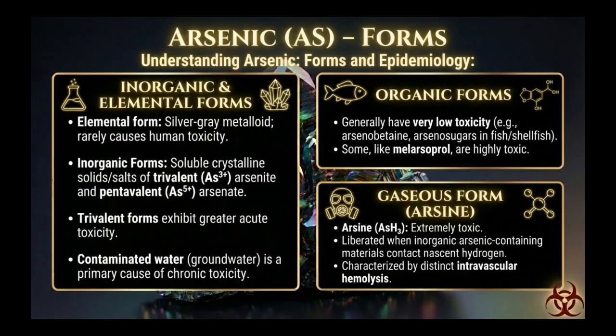Organic arsenic compounds, like arsenobetaine and arsenosugars found naturally in fish and shellfish, generally have very low toxicity. However, certain organoarsenic medications, such as melarsoprol used to treat African trypanosomiasis, are highly toxic and pose significant health risks. Arsine is an extremely toxic, colorless gaseous form of arsenic.